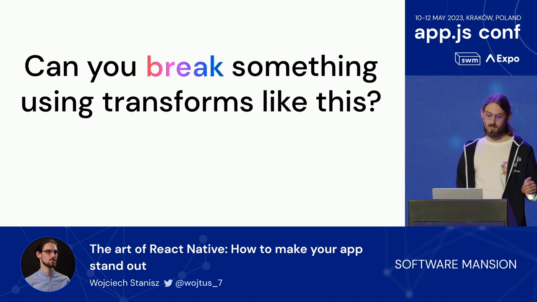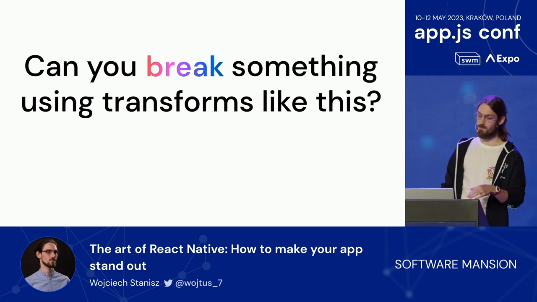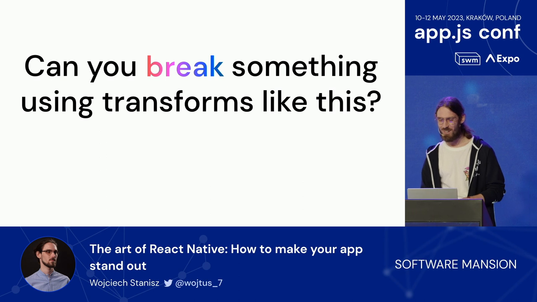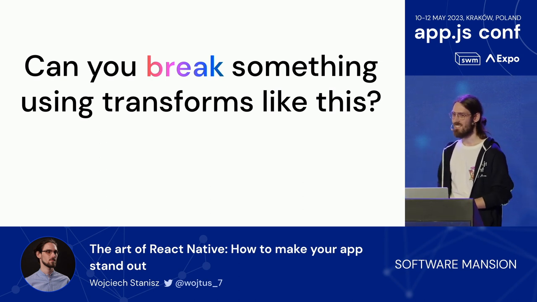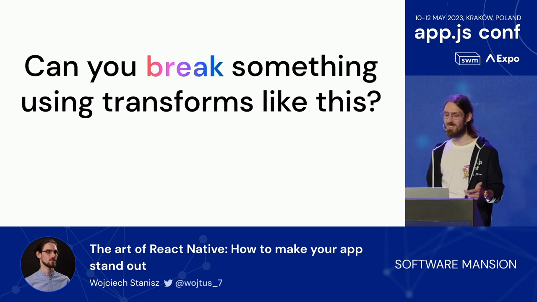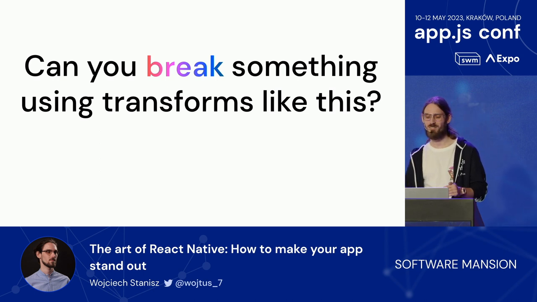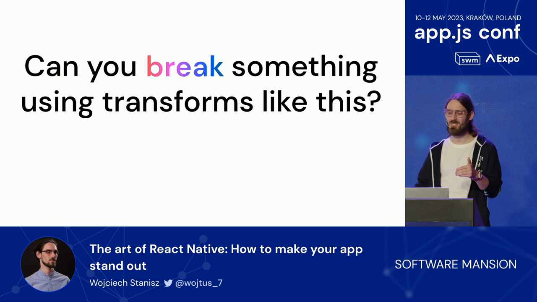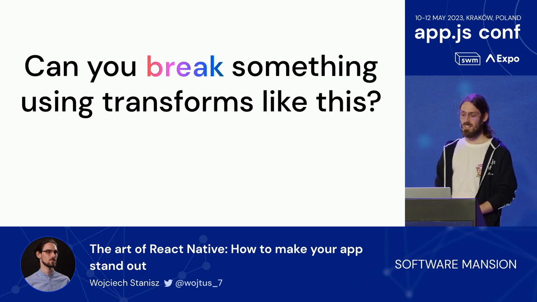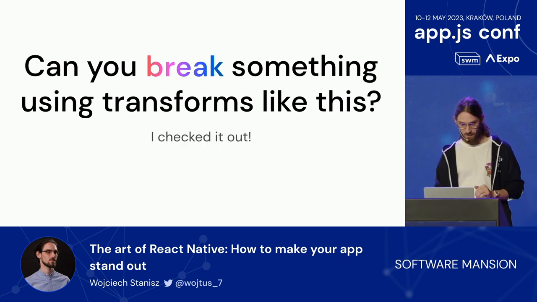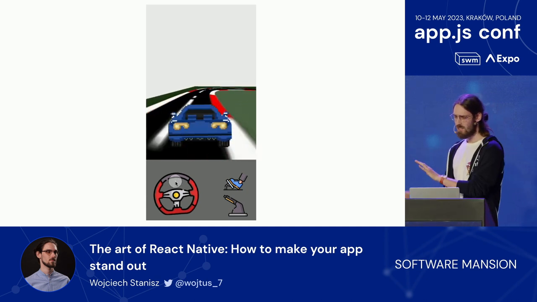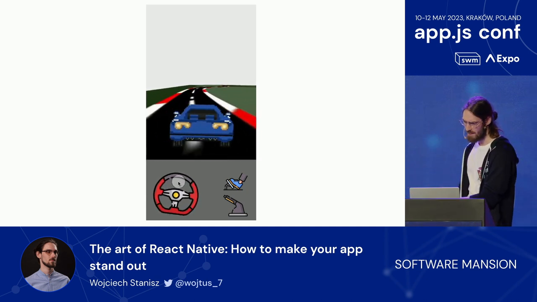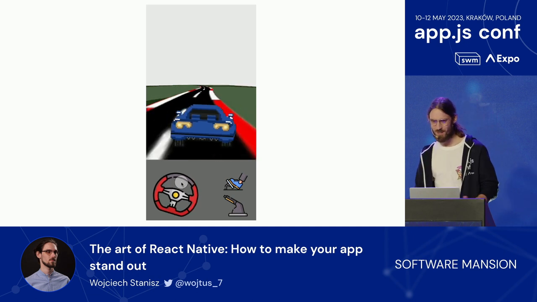And you can ask yourself a question, can you break something like this? How far can I push 3D transformations before apps start to break? In the end, they are just regular views, and we don't often see some sophisticated transforms based on them. And I checked it out, and I created a simple Game Boy Advance style racing game based only on transforms in React Native.